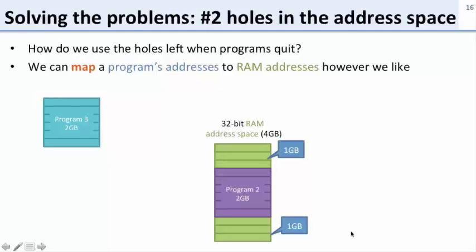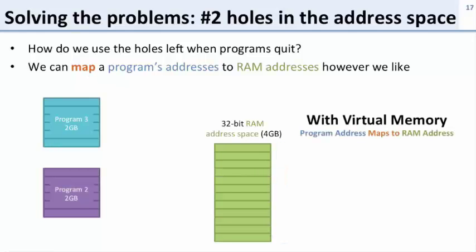Now let's take a look at how we solve problem number 2. This was the holes in the address space. So remember, we quit program number 1 up here, and it left these two 1 gigabyte holes, and we decided we couldn't run program 3 because it didn't fit into either of these holes. Now we're going to have this map so we can be more flexible in how we use the memory. So here's program 3 and program 2.